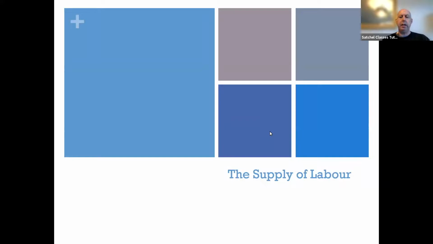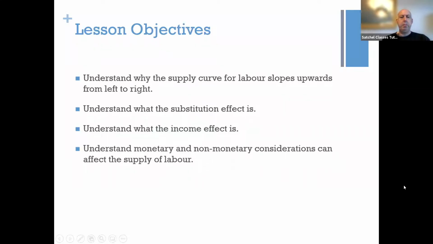Today we're going to look at the supply of labour. So our objectives today are to understand why the supply curve for labour slopes upwards from left to right, understand what the substitution effect is, understand what the income effect is, and understand how monetary and non-monetary considerations can affect the supply of labour. So let's move on.